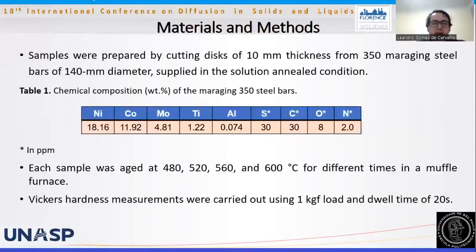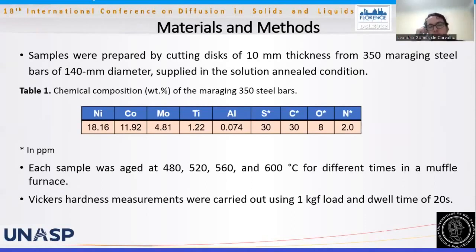And for this, I have used the following methodology. Samples were prepared by cutting 10 millimeters thickness from maraging 350 steel bars of 140 millimeters diameter supplied in the solution annealing condition. The table shows that maraging 350 is a steel with additions of nickel, cobalt, molybdenum, and titanium. These elements promote the precipitation in the supersaturated matrix.